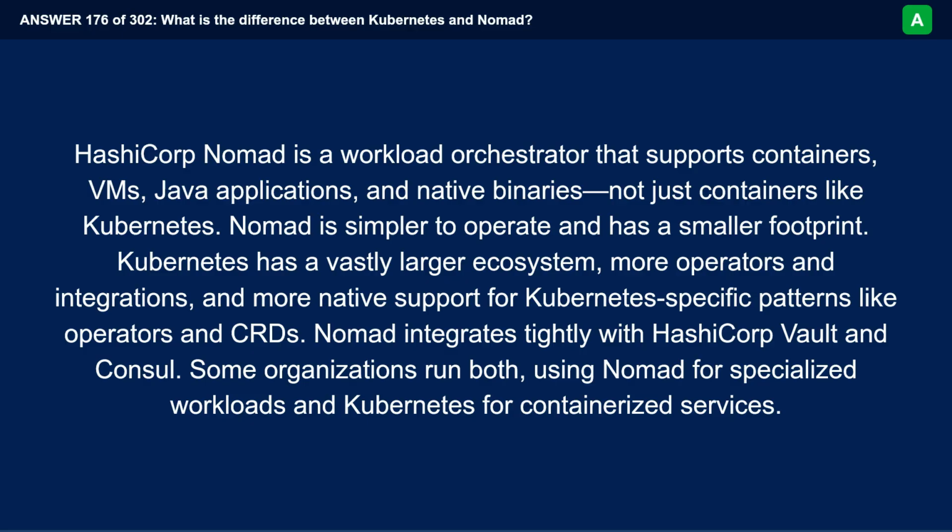Kubernetes has a vastly larger ecosystem, more operators and integrations, and more native support for Kubernetes-specific patterns like operators and CRDs. Nomad integrates tightly with HashiCorp Vault and Consul. Some organizations run both, using Nomad for specialized workloads and Kubernetes for containerized services.